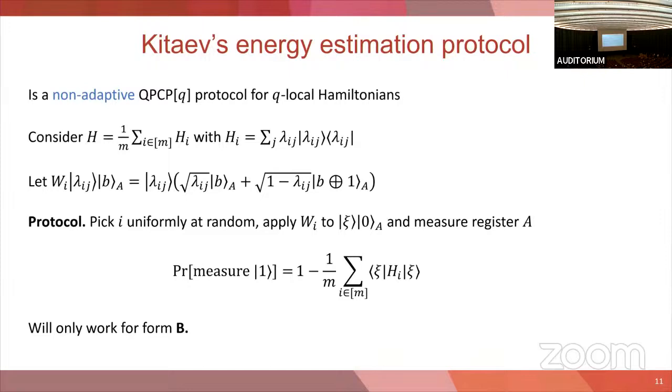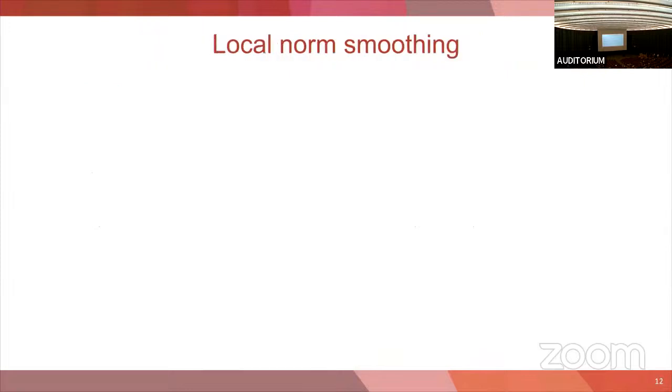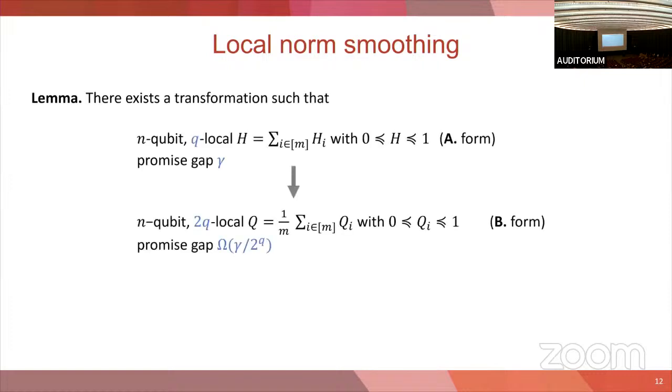So you don't know what distribution you have to pick. And to work around this, we use the following trick, which we call local norm smoothing. I'm sure this must have been known in the literature before, but we couldn't find it anywhere. And the idea is that you take this Hamiltonian in this A form, and you make some transformation to bring it to the B form.